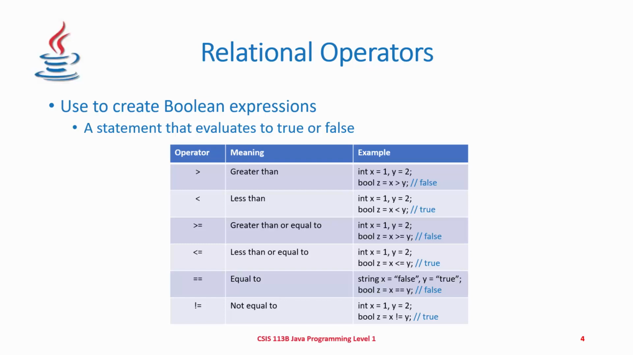Then the final operator we look at is not equals. So we're comparing to see if something is not equal to another value. We're comparing to see if two values are the same or not. In this case, if they're not equal, we'll get a true result. In the example, we've got x is 1, y is 2, and z, the Boolean variable, will be assigned the result of comparing x to y to see if they are not equal to each other. They are not equal to each other, so the result is true. That's what gets assigned to the Boolean z.